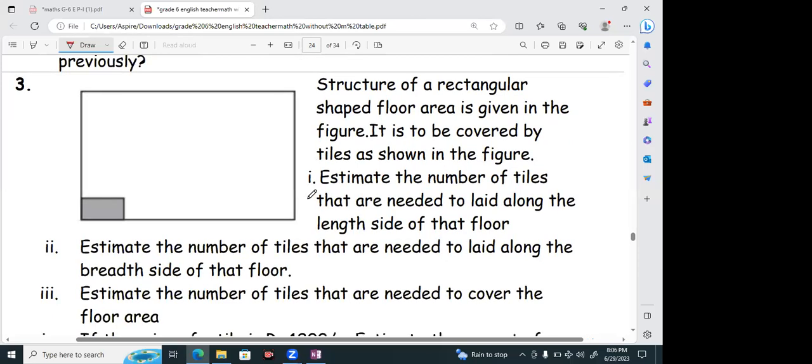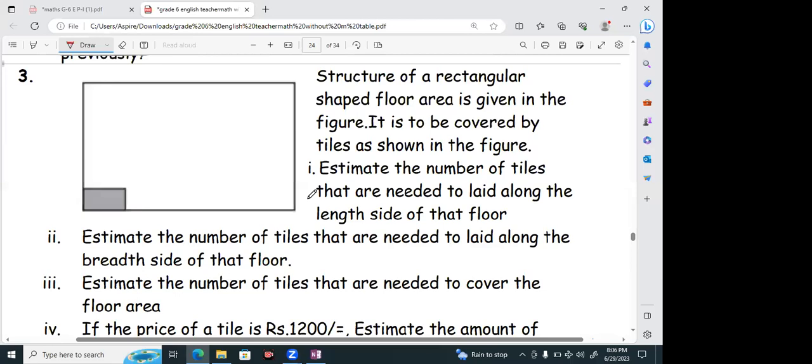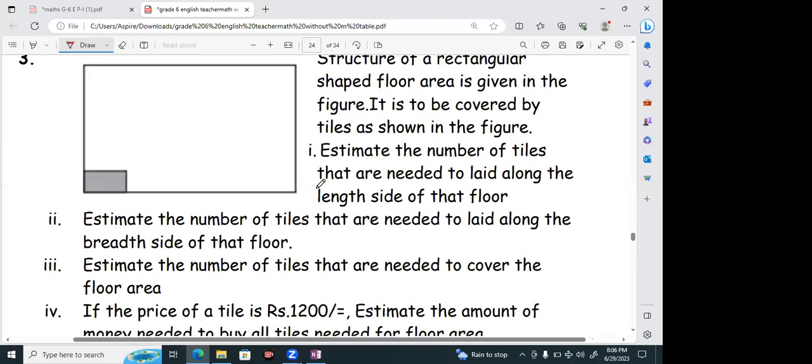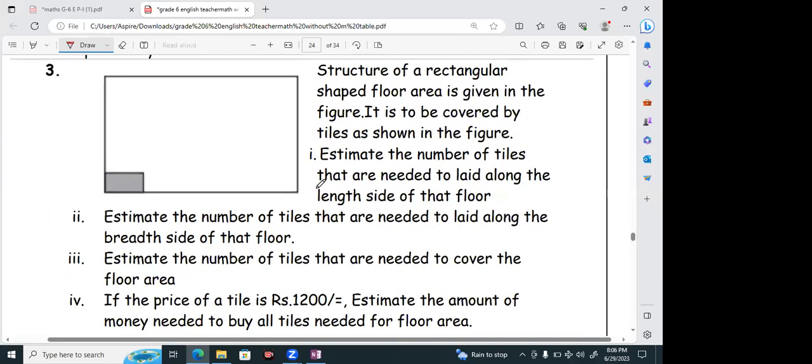The structure of a rectangular shaped floor area is given in the figure. It is to be covered by tiles as shown in the figure. Estimate the number of tiles that are needed to be laid along the length side of that floor. Length side means this side. Okay, how many tiles are needed for this side, it asks.